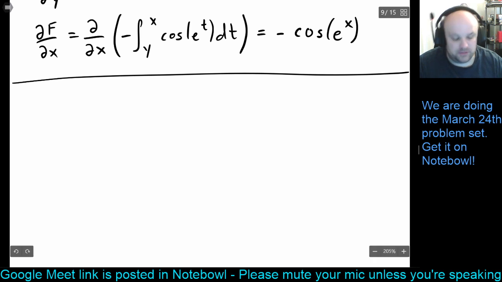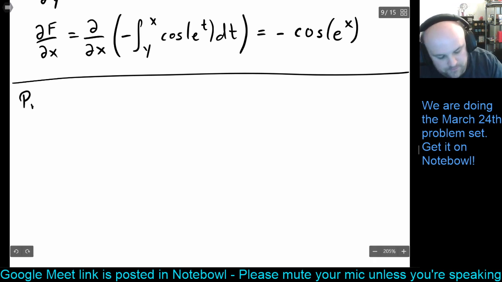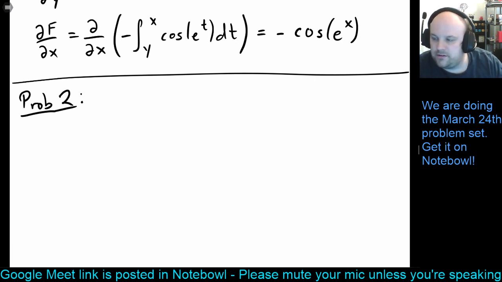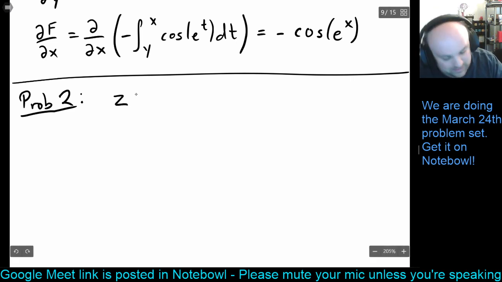Problem 2 is find all partial derivatives of, sorry, I wrote find all of the section partial derivatives. That's supposed to say find all the second partial derivatives. So we want to find all of the second partials of this thing.